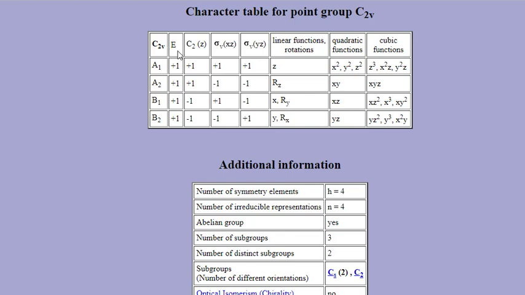Now the coefficient in front of these in this case is just 1, but in other cases we will see different numbers. If we add these numbers, the total number of operations available in this character table, we'll come up with the order of this point group. So in this case here, 1 plus 1 plus 1 plus 1 would give us an overall order of 4. And we'll take a look at other examples in which this is not the case and we actually have coefficients here.